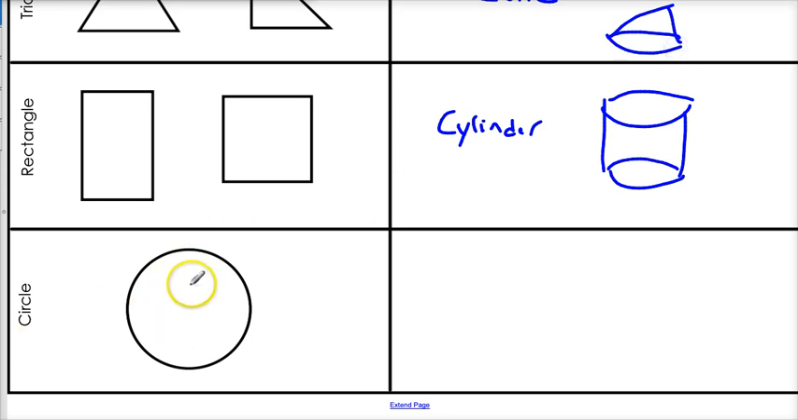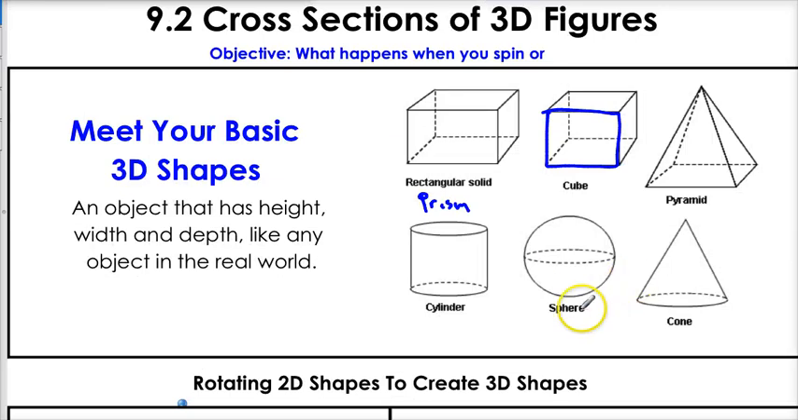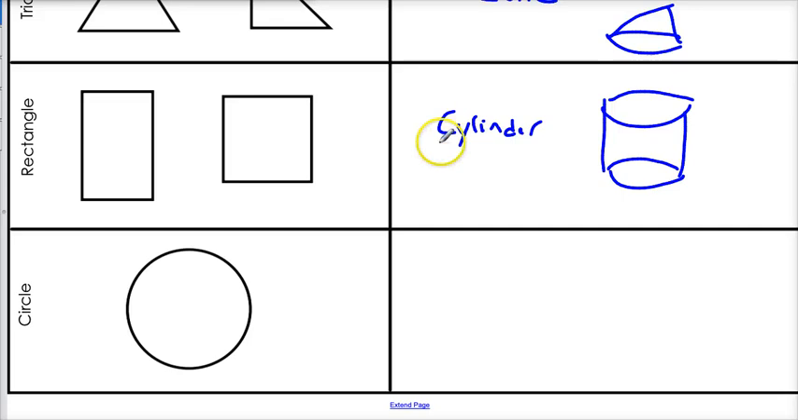And then the circle, I couldn't find this on the internet, but what do we think this makes? What 3-dimensional figure that we see up here will that make? Well, you'd be right if you said a sphere. That's right. And I can't even begin to draw a sphere.